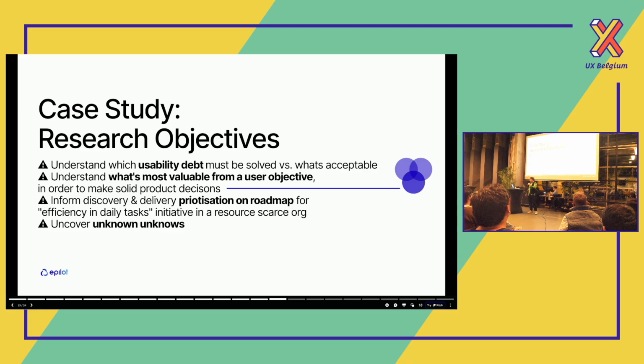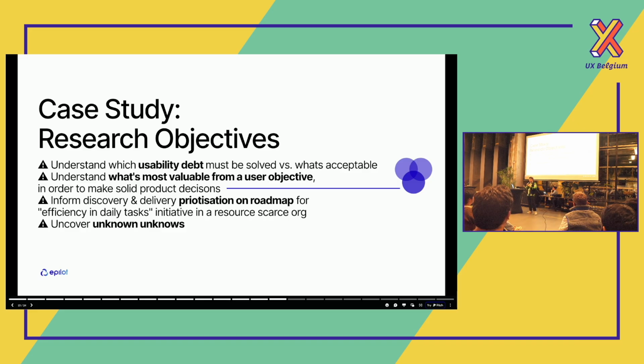We want to inform discovery and delivery prioritization on a roadmap for an initiative called efficiency in daily tasks in a resource-scarce organization. We're competing with platforms like Salesforce and Microsoft Dynamics, but we are 100 people in total. So we need to do way more with way less. A super clear prioritization is way more important. The efficiency in daily tasks focus area was to make users who are working daily in our platform more productive in their tasks.